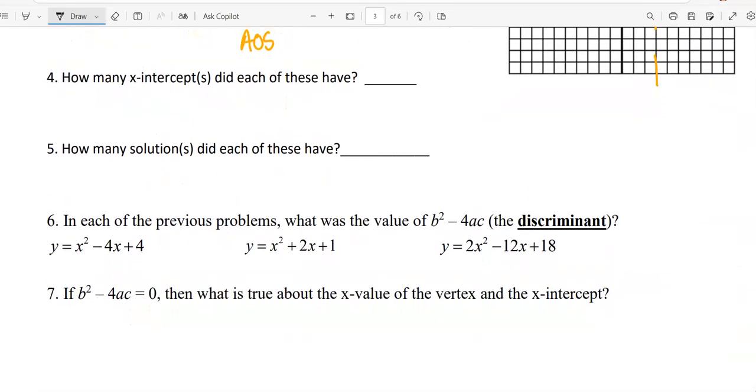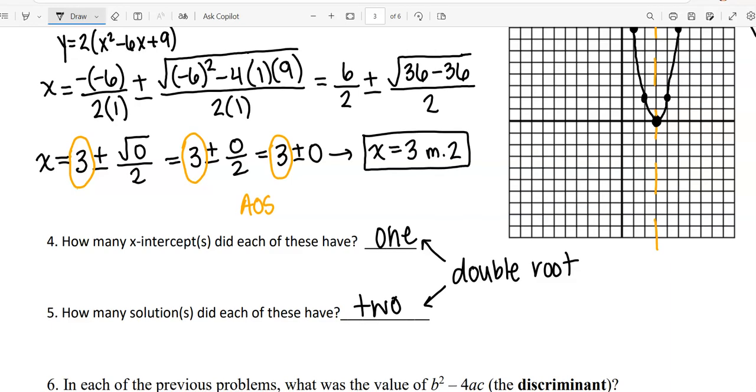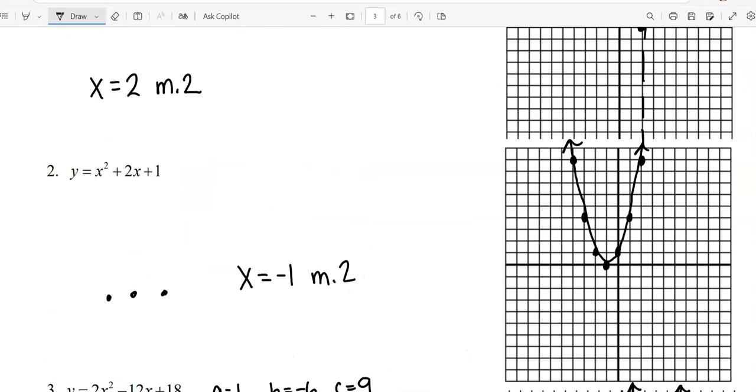How many x-intercepts did each of these have? 1. How many solutions did each of these have? 2. What do we call it when we only have 1 x-intercept but 2 solutions? Double root. And in each of these, those double roots were also coincidentally the same what? The double root was also the same as the x-intercept, and it was the same as the vertex.